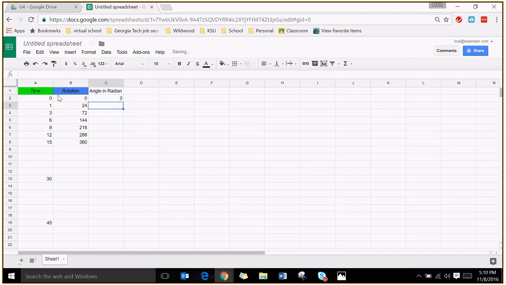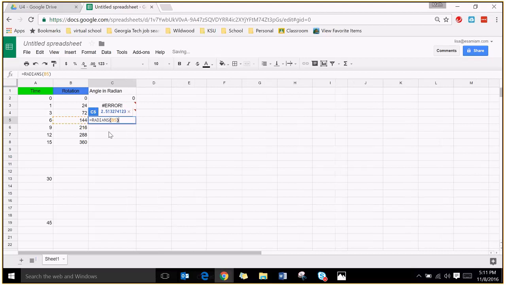Well, you'll have this video to go back and look at this section. And then you copy and then paste it all the way down. And that will convert your angle to radians. And somehow I got a 0 after that, but.